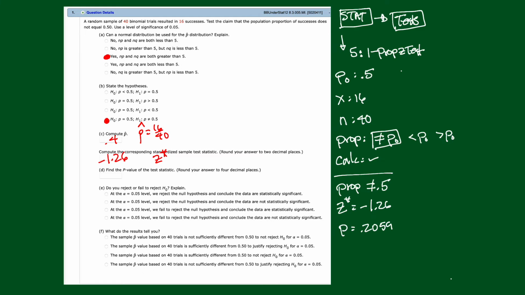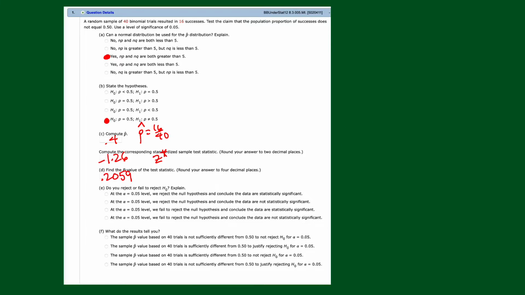Part D asks us for the p-value. Now, the p-value we've got right over here. There's our p-value, 0.2059. So I'm going to put that in here, 2059. Now, it's that p-value that we have to think, okay, do we reject H0 or would we fail to reject H0? And sure enough, that's what they're asking us here. Do we reject or fail to reject?